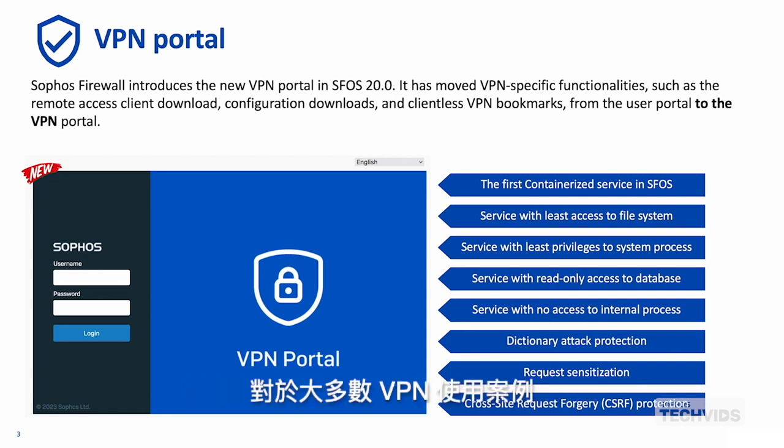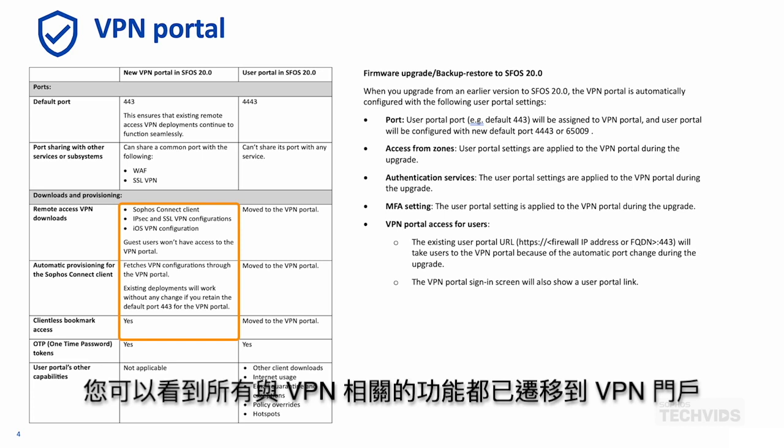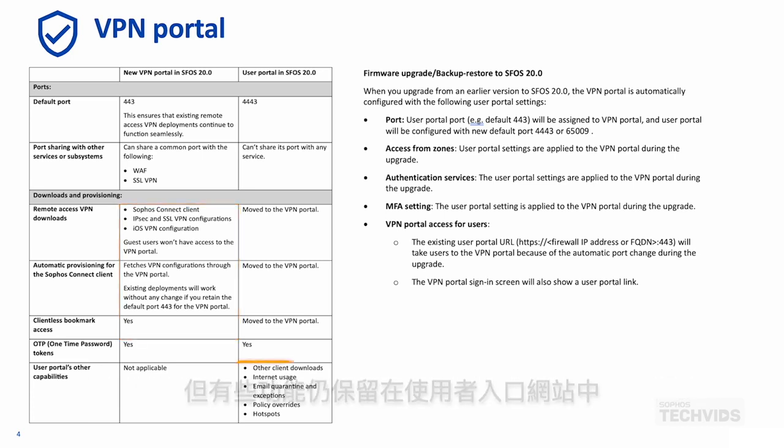This makes the portal much more secure to expose over a WAN. For most VPN use cases, admins should now use the VPN portal and disable the user portal in the WAN zone. If needed, the user portal can still be exposed over the VPN zone for remote users. Now, taking a closer look, you can see that all VPN-related features have been migrated to the VPN portal, but a few features do remain in the user portal.